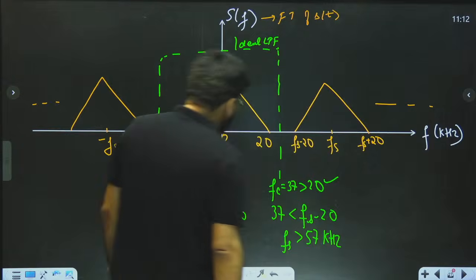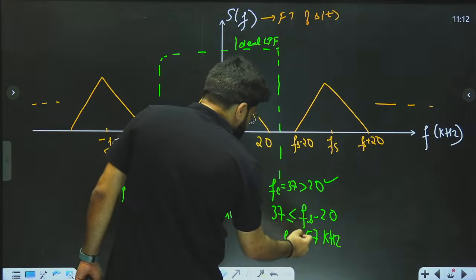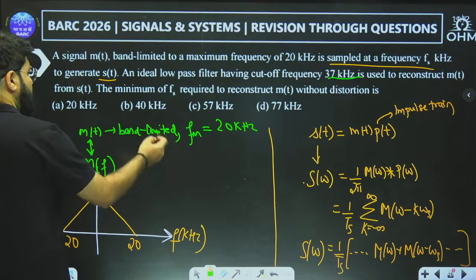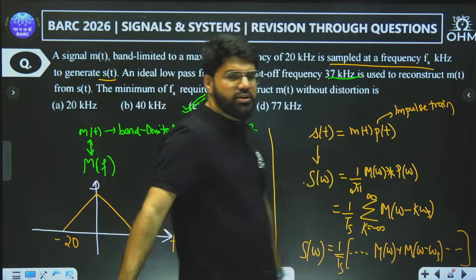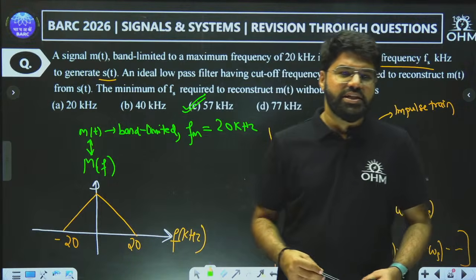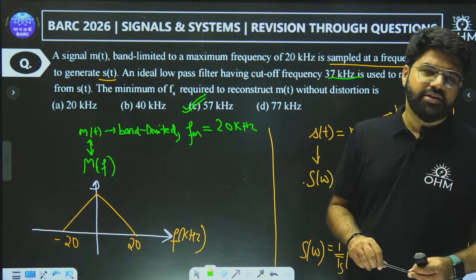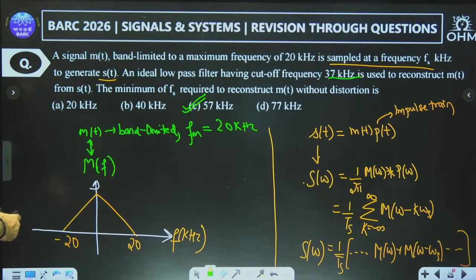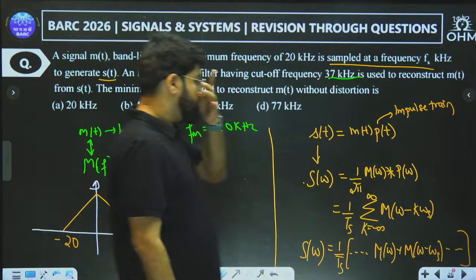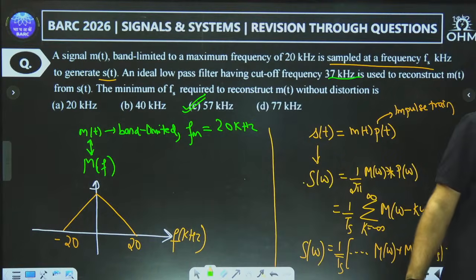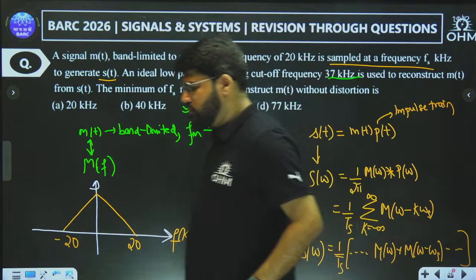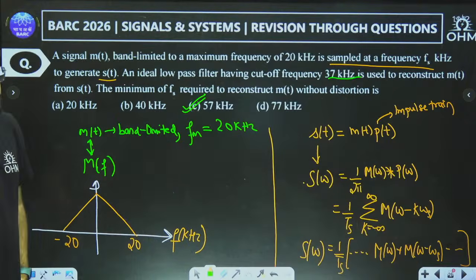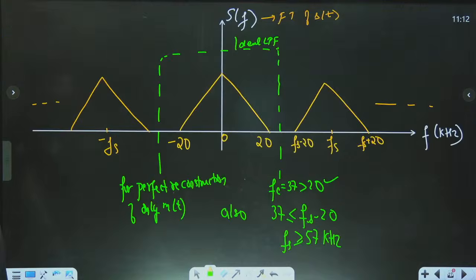So what is the minimum fs in the worst case? 57. Option number C. Let me see the answers. Govind says C. Mani says C. Yes, C is the correct answer for this question: 57 kilohertz. Option number C. Next question.